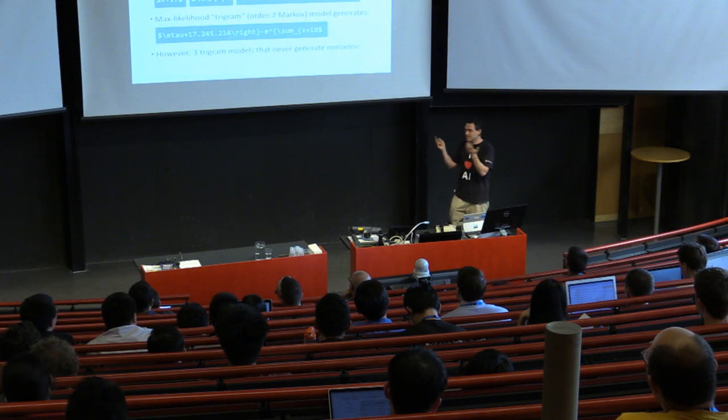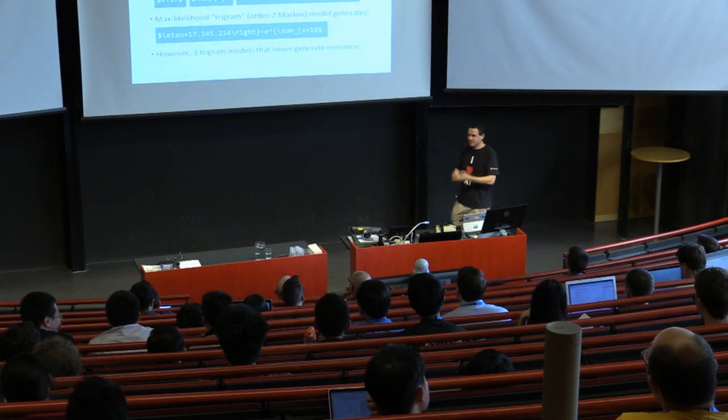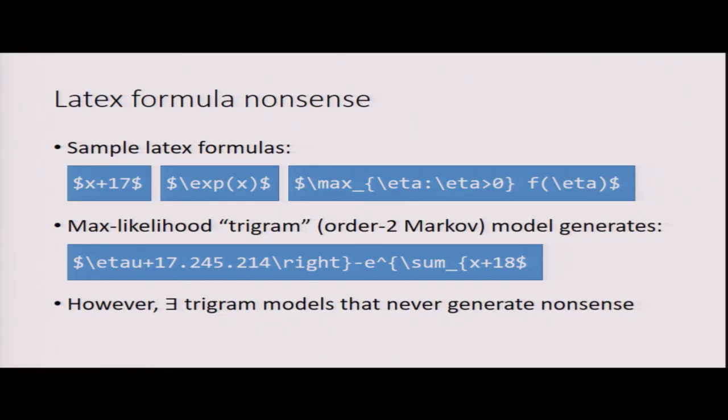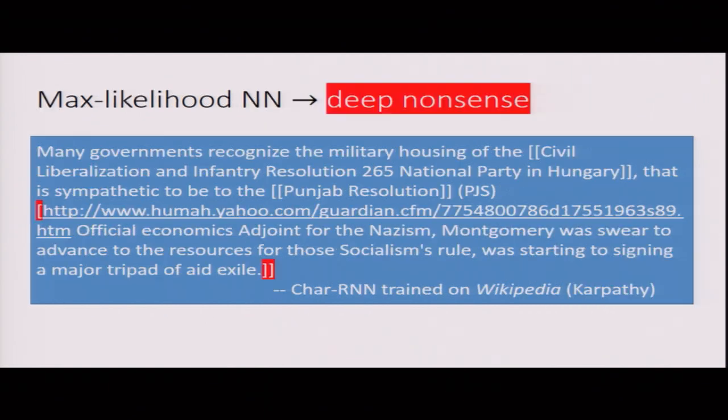Numbers, good. You could just output digits. That would give you valid LaTeX, right? And you could capture some small fraction of LaTeX formulas out there. You could actually generate formulas like this with a trigram model too. You could, but good, very good.